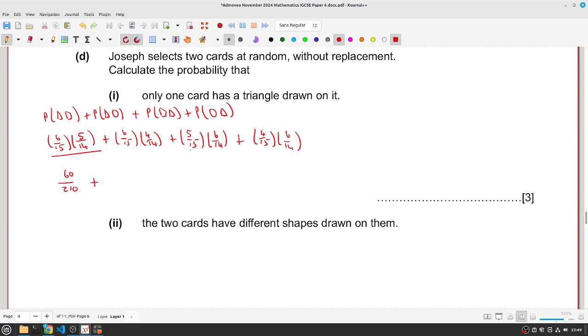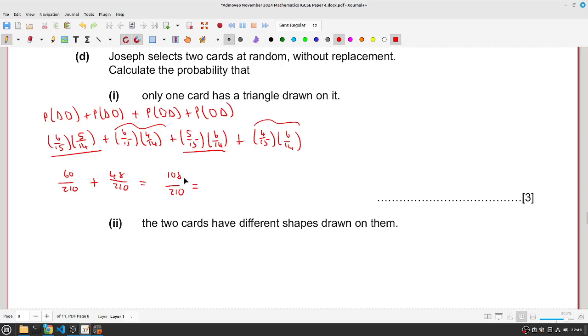Okay, so we've sorted those. Now let's do these ones. So 4 times 6 is 24. We times that by 2, we get 48. And again, 15 times 14 is 210. So we add this up, we get 108 over 210. And then we simplify that.